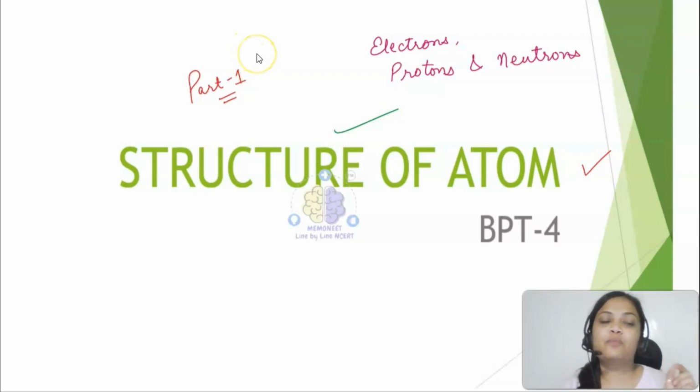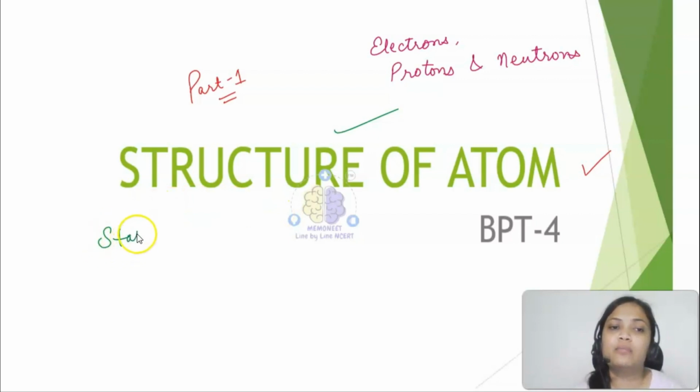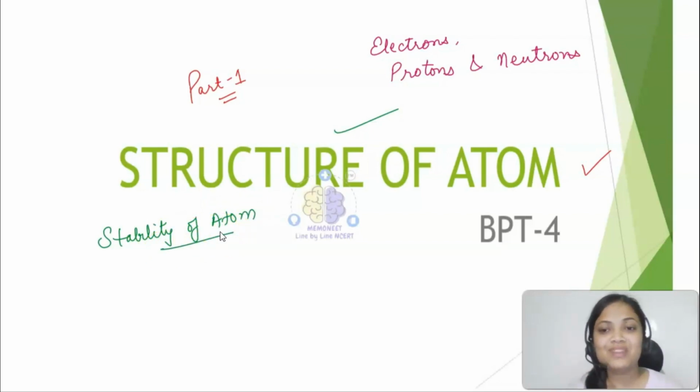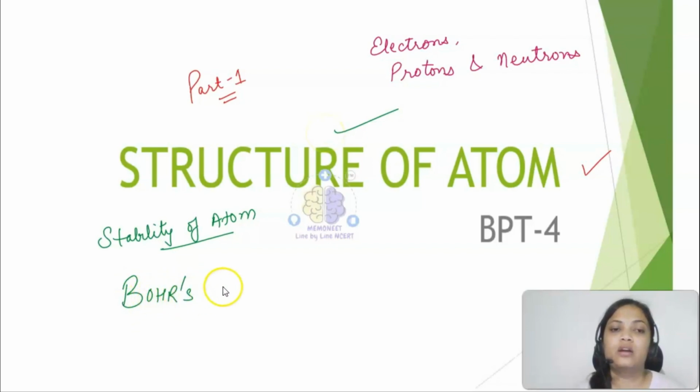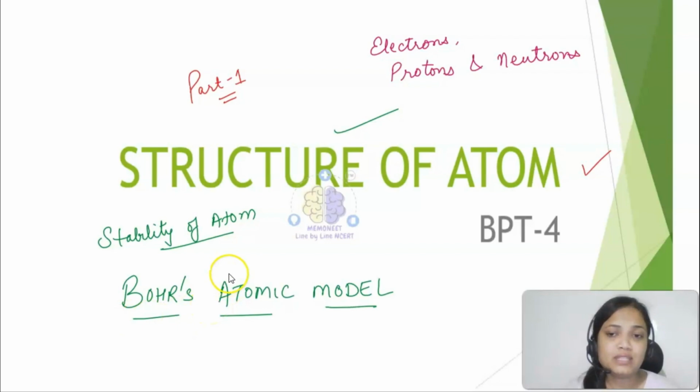We left at the point where we discussed the limitations of Rutherford's model. Can you recall them? It could not explain the stability of the atom, and it did not talk about the arrangement of electrons around the nucleus. So I told you that after that we will be discussing another model, Bohr's atomic model. We are going to learn it today, but before that we need to see what developments led to the discovery of Bohr's atomic model.